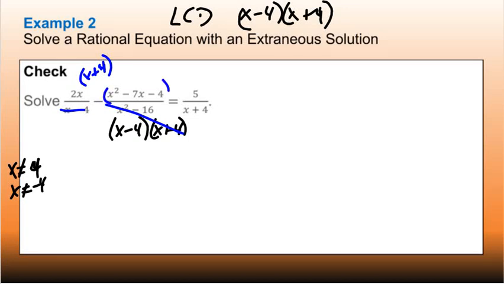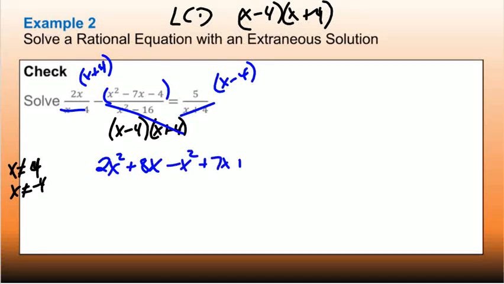So I need to subtract all that. And then here it would be x minus 4. So this would be 2x squared plus 8x minus x squared plus 7x plus 4 equals 5x minus 20. Get everything to one side. So minus 5x and plus 20.